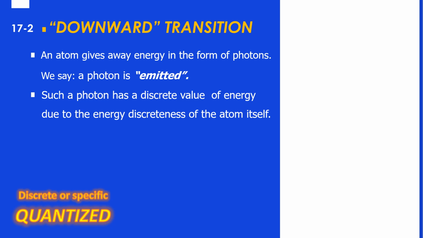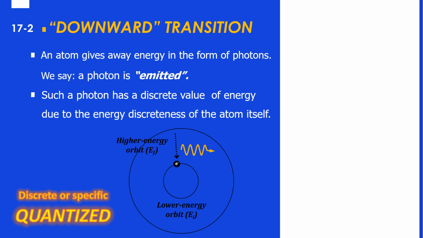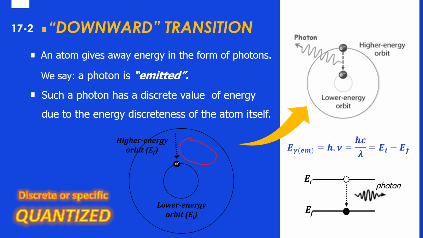Let's check it as a figure. The electron is found in the higher energy level. It vanishes and reappears on the lower level, giving this photon. Right? Now, this photon leaves the atom. You can see it later. And that's how we represent it in a diagram.